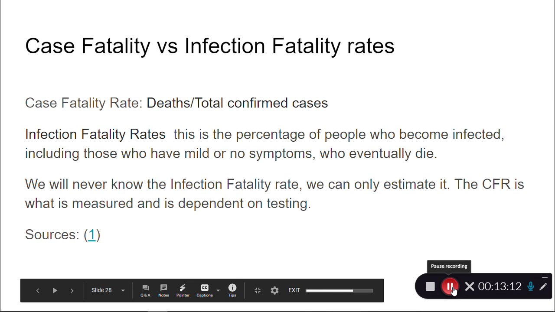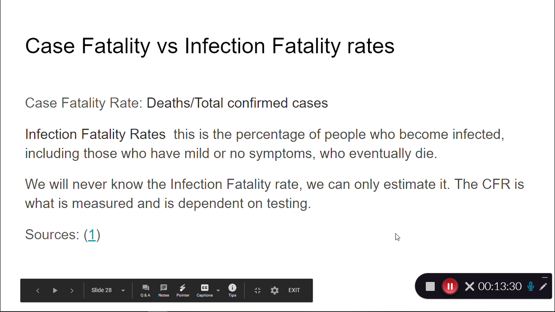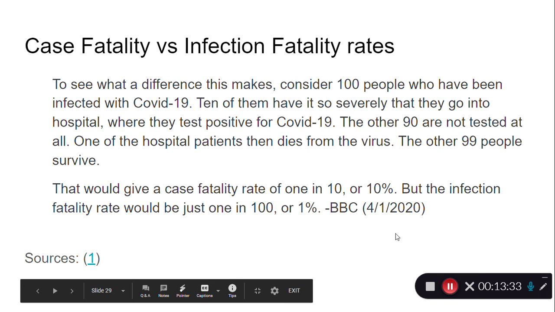So infection fatality rate, this is the number that we're never going to know. If we had perfect knowledge, we would know how many people die as a result of the disease and how many people ever had the disease. But we don't test everybody, and not all deaths are measured. So let's look at an example.